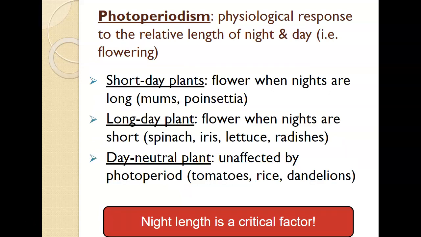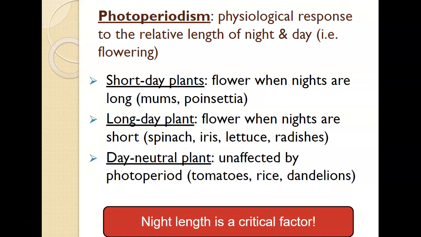And this leads to something called photoperiodism, where plants bloom at different times of year because of the natural length of the day. So there are short day plants, which means that they are growing mostly when the nights are long. Mums and poinsettias are examples. These are the ones that will grow for us in the US in fall and winter, because that's when the nights are longer and the days are short.